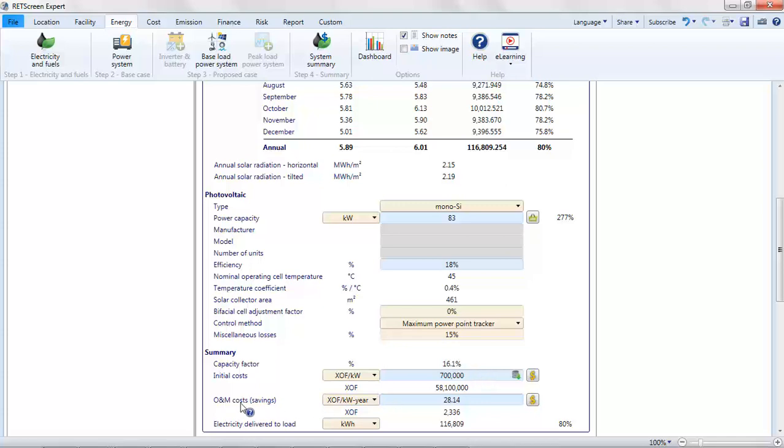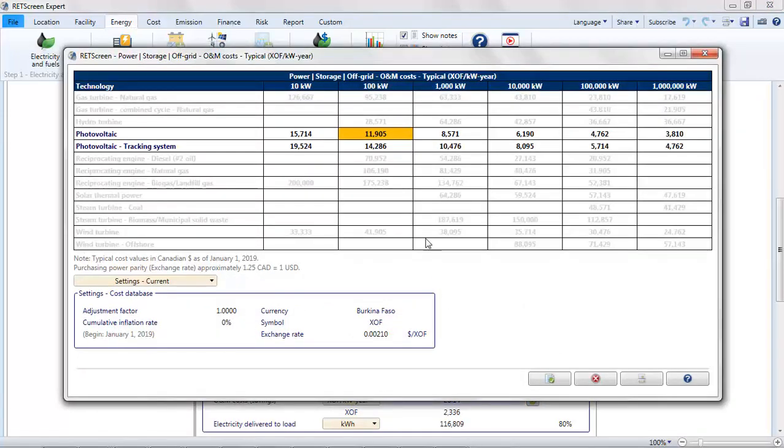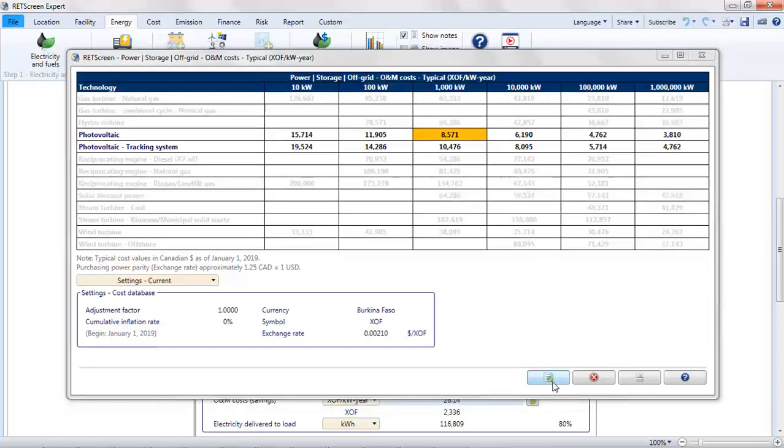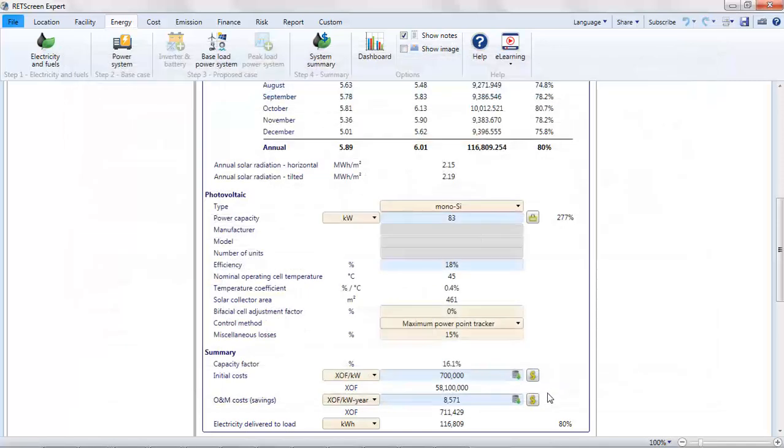For the annual operating and maintenance costs of the array, I could perform a similar adjustment, or simply pick the value for the next larger array size, if that looks about right. This is the cost per year for each kilowatt of installed capacity. For the entire array, it works out to around 700,000 francs CFA per year.